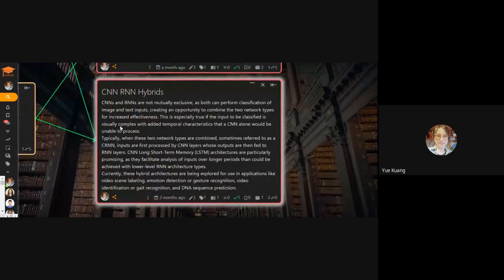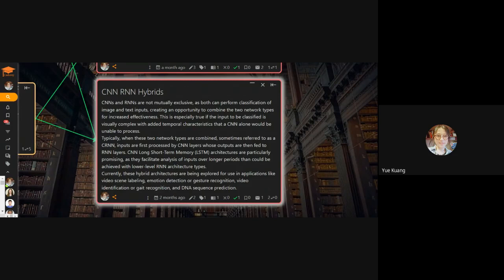And also, CNNs and RNNs are not mutually exclusive, as both can perform classification of image and text inputs, creating an opportunity to combine the two network types for increased effectiveness. This is especially true if the input to be classified is visually complex with added temporal characteristics that a CNN alone would be unable to process.